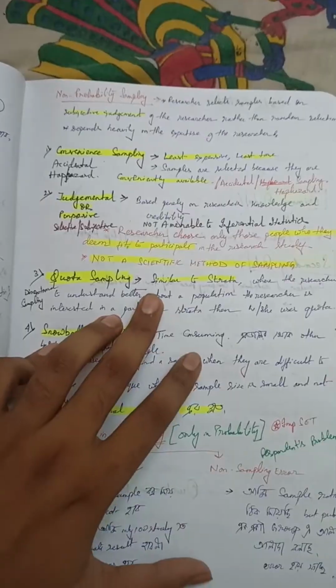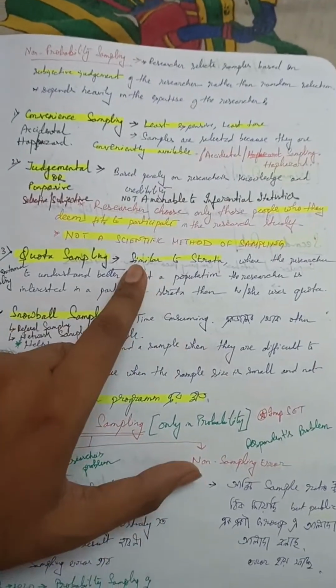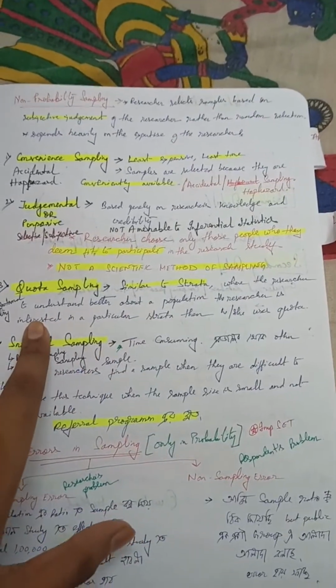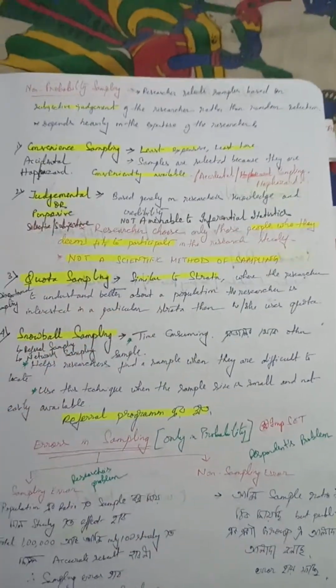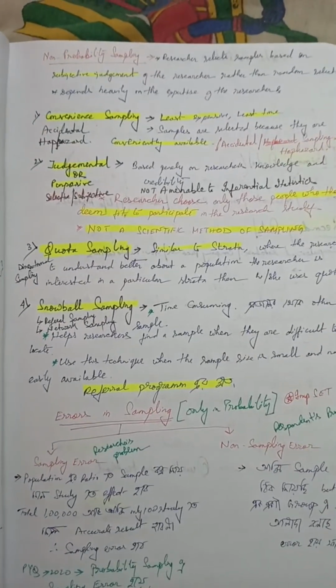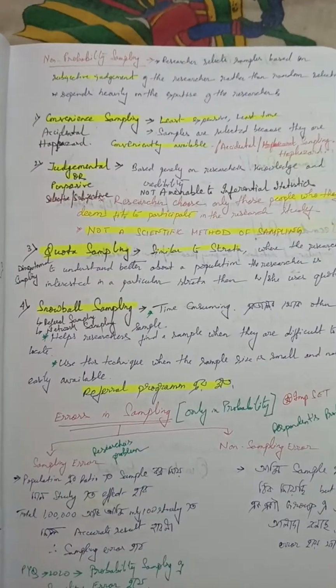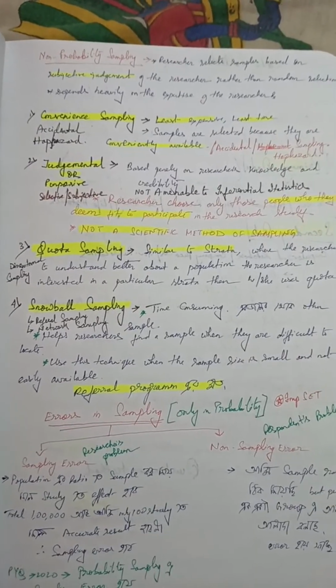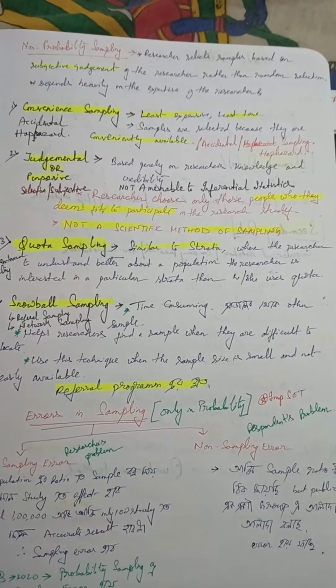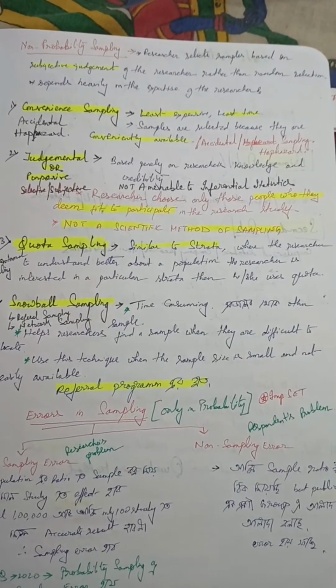Quota sampling means it's similar to strata. It's not the same, it's similar to strata, where the researcher, to understand better about a population, is interested in a particular strata, then he or she sets a quota. We know the meaning of quota. Quota means what is already being quoted. I know for whom to study.